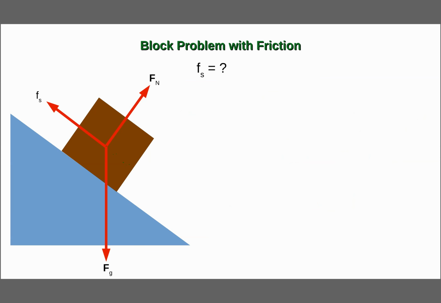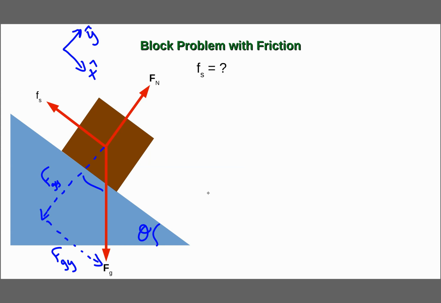So what about static friction? What if we have a block problem with friction and the block is not moving? So then we could still use our same little clever coordinate system here, okay? And this still requires us to break down gravity into its components, FGY, FGX, and if we have some angle theta here, that still means that this angle is theta, okay?